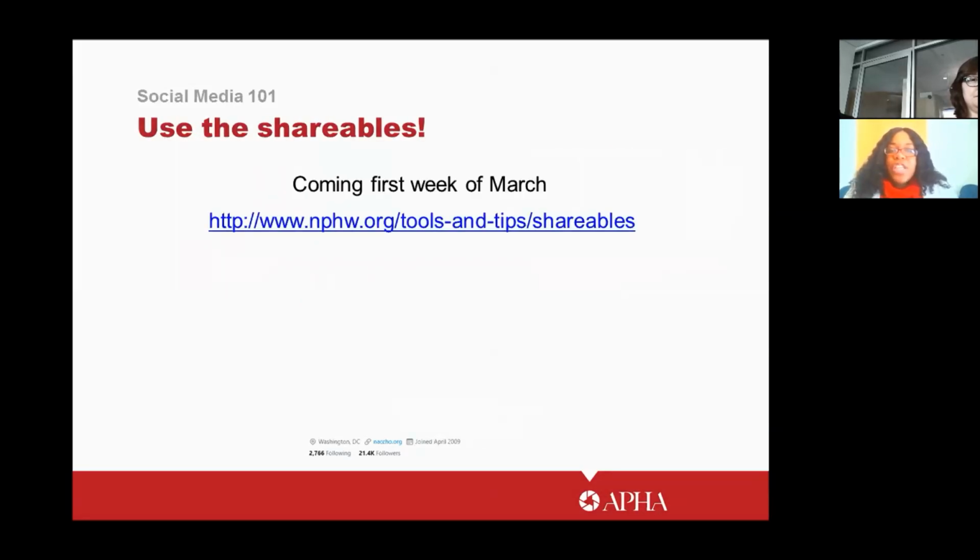And then we have shareables. So shareables are just graphic content that you can post. They're really appealing to the eye, really great for Instagram or Twitter, depending on what platform you'd like to use. This is the link to the shareables. And the 2020 shareables will be available the first week of March. So right now, if you go onto the website, you'll see last week's shareables, but rest assured they will be out very soon, and they look really good. So I think that you guys are very excited to see them.